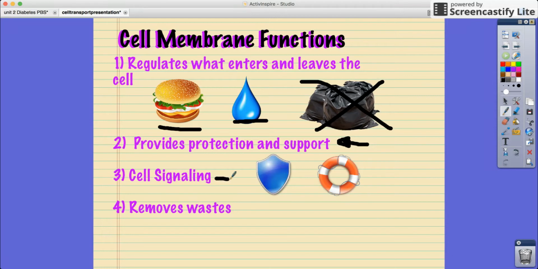It also does cell signaling, meaning if something has to come into the cell, there's proteins and carbohydrate chains in the cell membrane that signal for those items that they're going to come in or that they're going to be leaving. We will not be spending much time in this course, regular bio, on cell signaling. That is an advanced topic that advanced biology covers. We do not. And then there you see removing waste down here at the bottom. So those are the main 4 functions of the cell membrane that you can write under functions on your cell membrane note sheet.